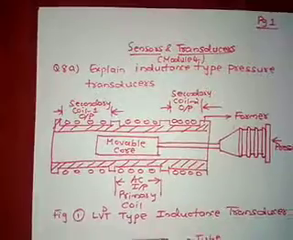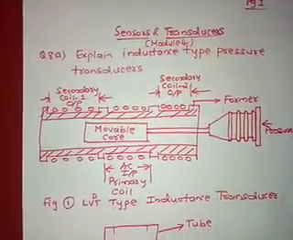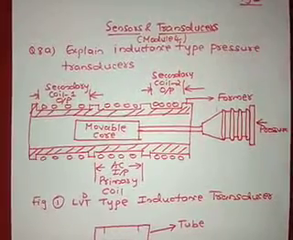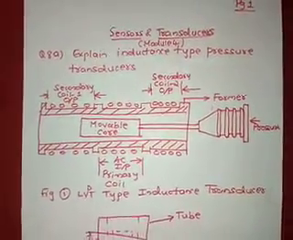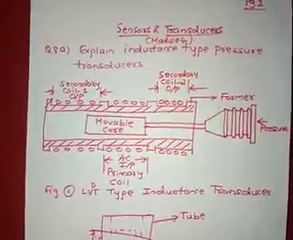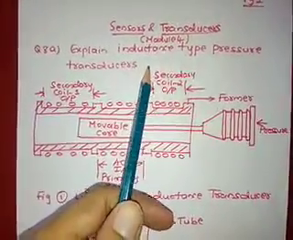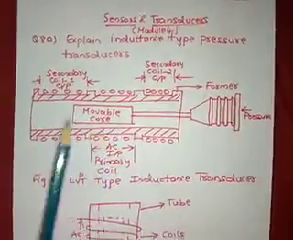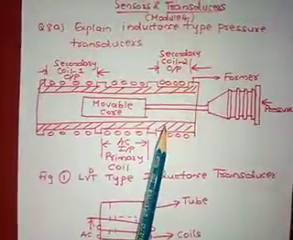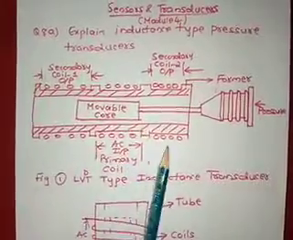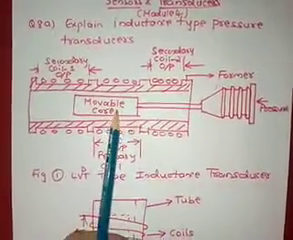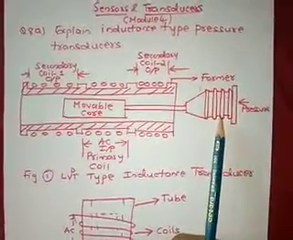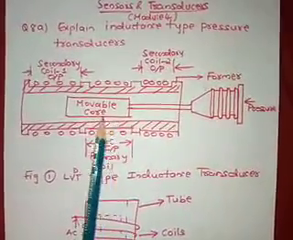Question number 8A. Explain inductance type pressure transducers. When it is inductance, here they are making use of the LVDT. LVDT we have already studied. It is the linear variable differential transformer. So this is the LVDT here. The core of the LVDT is connected to the input, right? Pressure is applied to this bellows arrangement. From the bellows, the core moves.